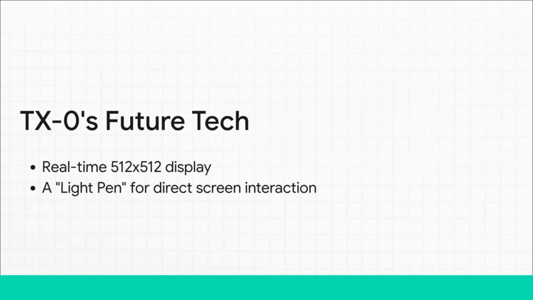And this is where it starts to feel like science fiction, especially for the 1950s. The TX0 had two incredible new features. First, a high-resolution screen that worked in real time. You could actually see what the computer was doing right as it happened. And second, something called a light pen. This thing let you literally point at the screen to give the computer commands. This was it. This was the birth of direct, hands-on interaction.